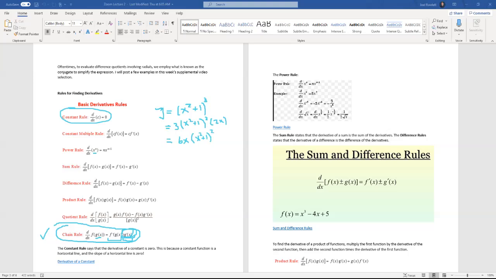Now we could simplify this further by squaring x squared plus 1 and clearing out the parentheses, but I will stop here and make the claim that we have found the derivative using the chain rule.